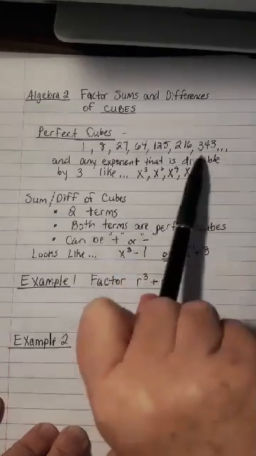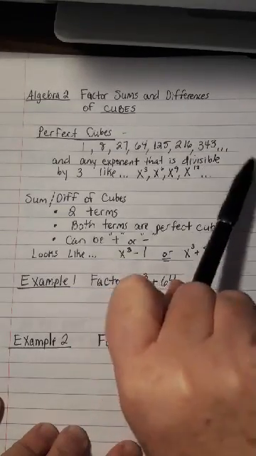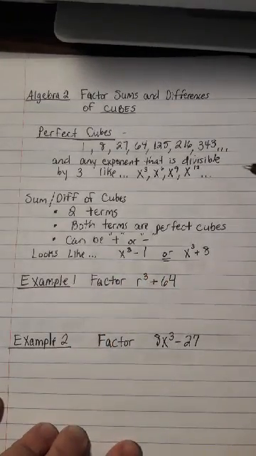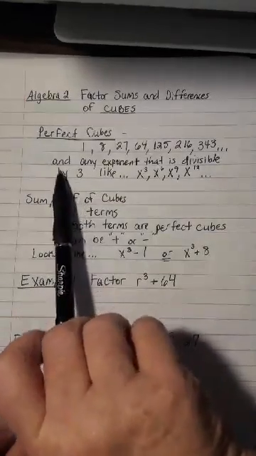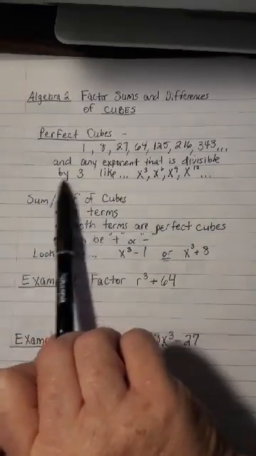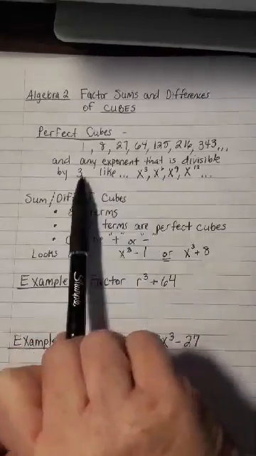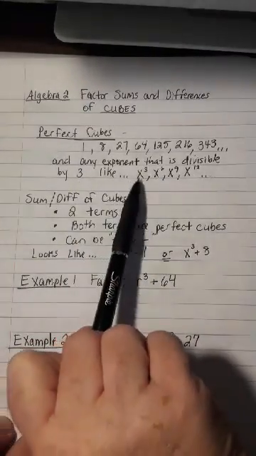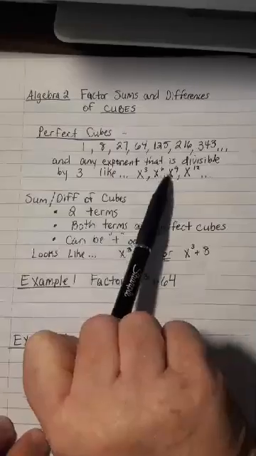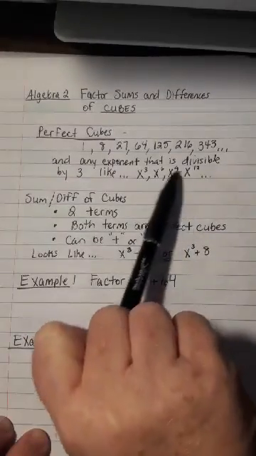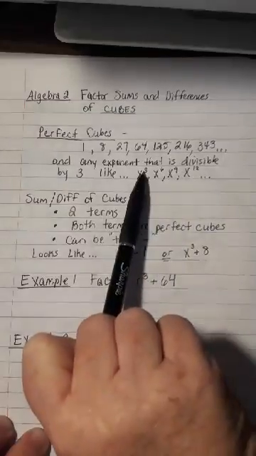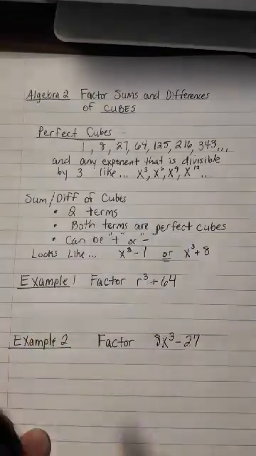Now, I, of course, could go on with 8 to the third, 9 to the third, 10 to the third. But I don't believe you'll have too many of those on your worksheet that you'll need to know. Also, when you're working with variables, a variable term is a perfect cube if the exponent's divisible by 3. All right, so like x to the third, x to the sixth, x to the ninth, x to the 12th, any multiple of 3, because exponents work differently than the regular numbers.